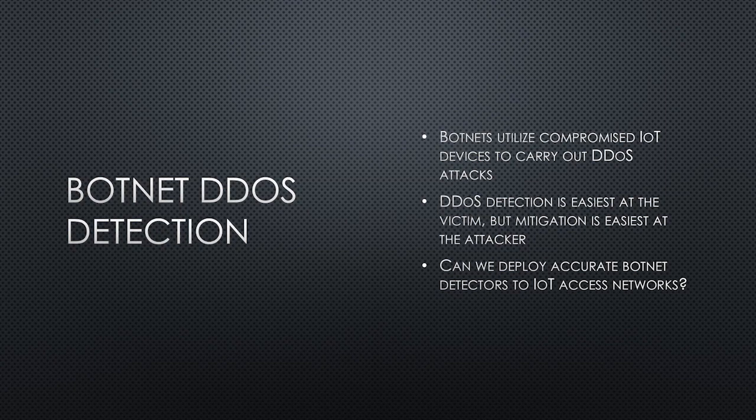While DDoS attacks are nearly trivial to detect at the victim due to the enormous volume of attack traffic, they are difficult to mitigate far away from the attacking hosts. Inversely, it can be difficult to detect that a compromised device is participating in a DDoS attack at their access network, but mitigation strategies are best deployed here. The question our research aims to answer is whether accurate botnet detectors can be deployed to IoT access networks.